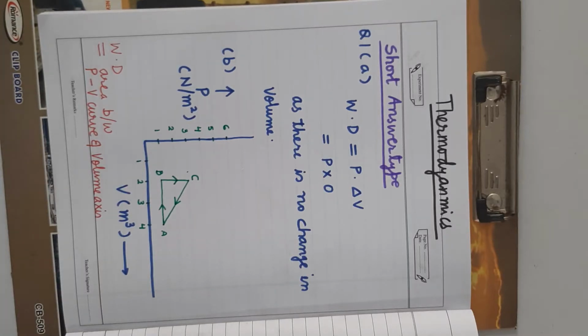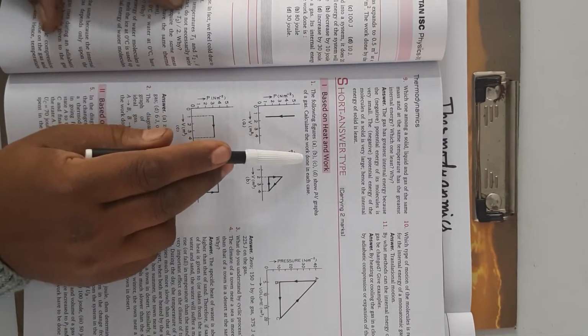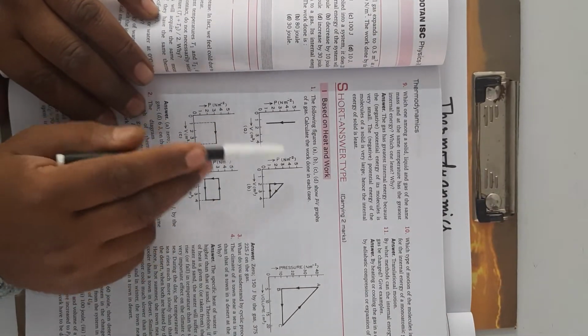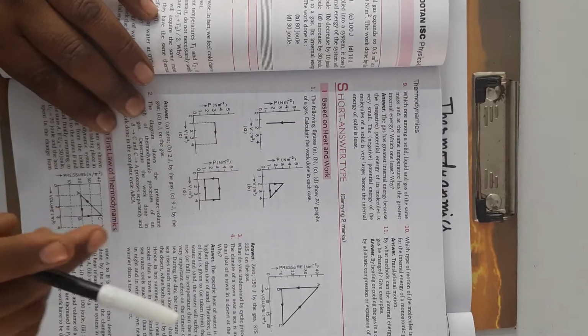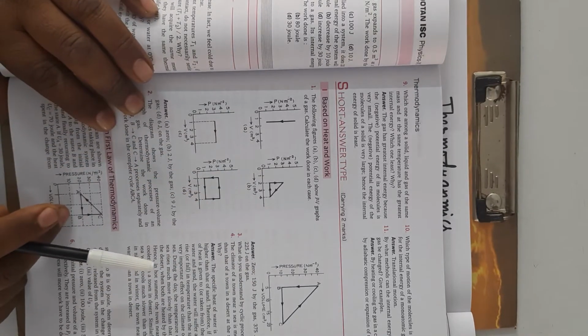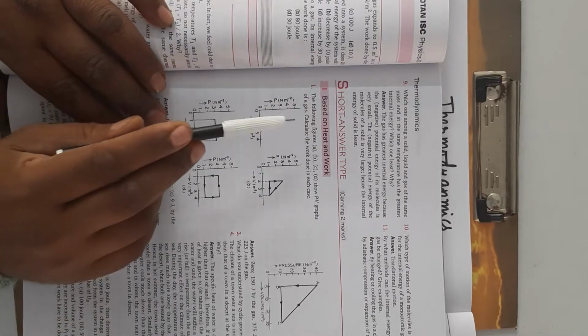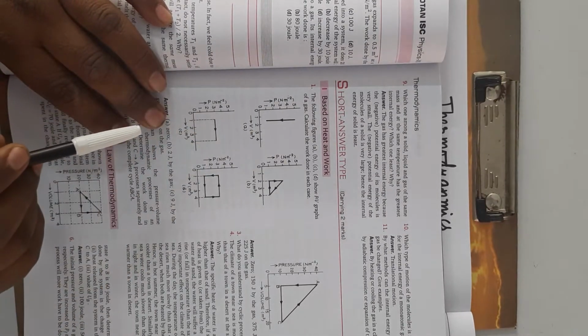Hello students, today I am going to solve some numericals of thermodynamics. So you can see here, these are short answer type questions. The following figures A, B, C and D show PV graphs. A PV graph is known as the indicator diagram. Calculate the work done in each case.